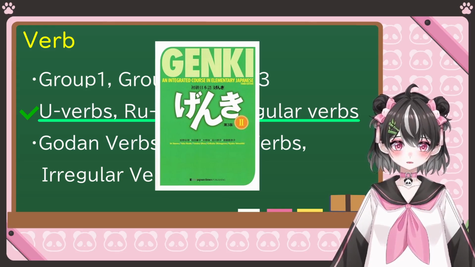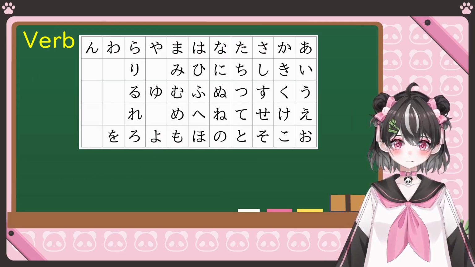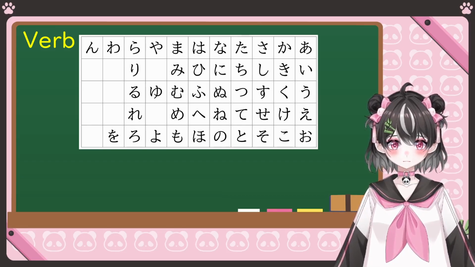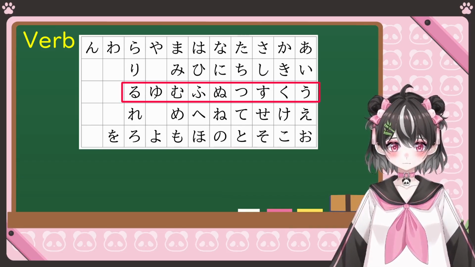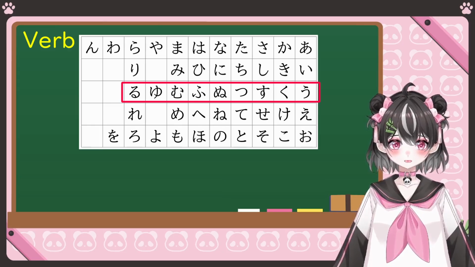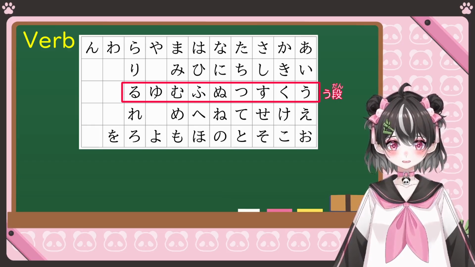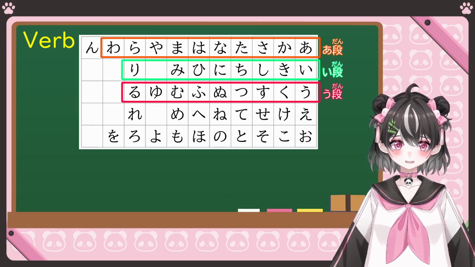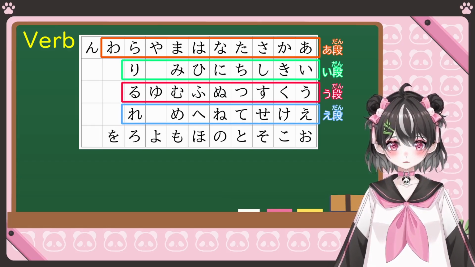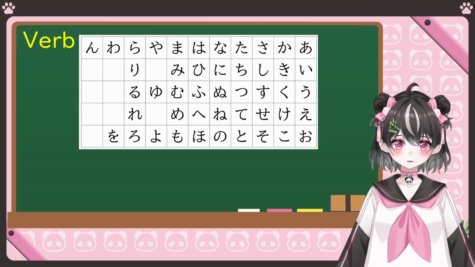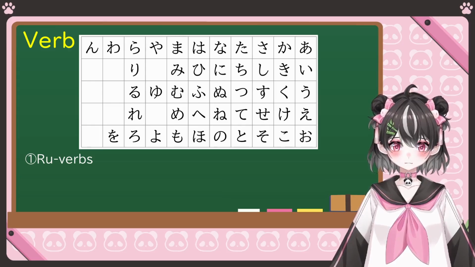Let's take a look at this hiragana chart. First of all, Japanese verbs end with these hiragana. These hiragana are called udan row. Others are like あ段、い段、え段、お段。Okay, I'd like to start with root verbs.